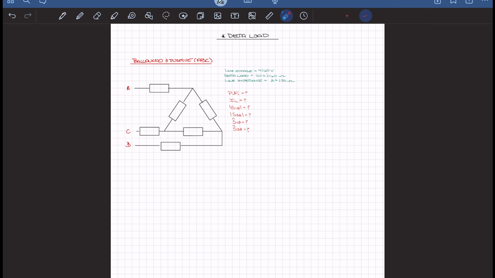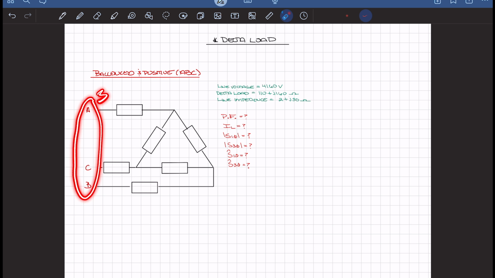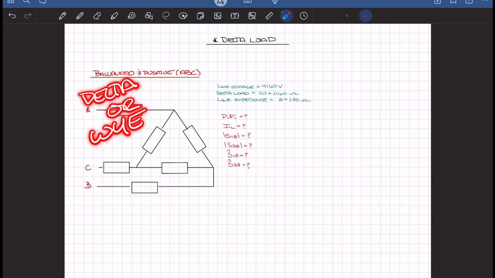In this video, I want to talk about delta connected loads with line impedance. We're given a three-phase source, and this source can be a delta or Y configuration. It doesn't matter. What we're focusing on is the load. The load is what determines the power factor and the current draw.